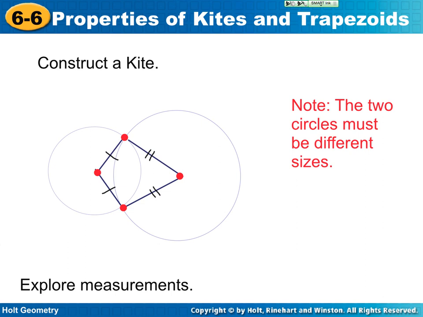So what would happen if your 2 circles were the same size? Those would all be the same, so it'd be a rhombus. So that's one way you can construct a rhombus, just 2 circles that are the same size.